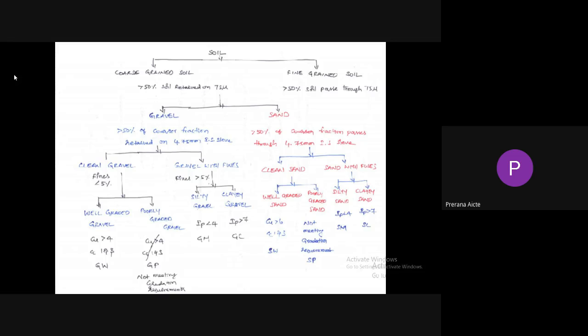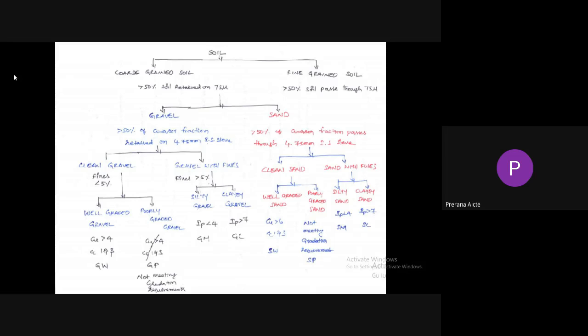Similarly, when plasticity index is less than 4, it is called silty gravel. When plasticity index is greater than 7, it is called clayey gravel. Suppose if the plasticity index is 5, then again here we need to indicate with a dual symbol, GM hyphen GC. GM hyphen GC means the soil is silty gravel as well as clayey gravel. So the gravel is mixed with silt as well as clay. That is the meaning.